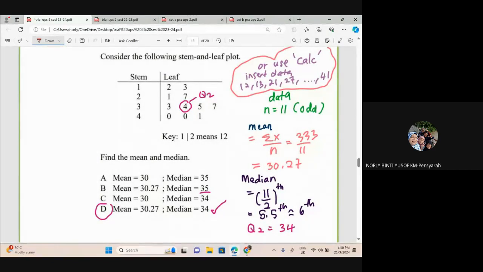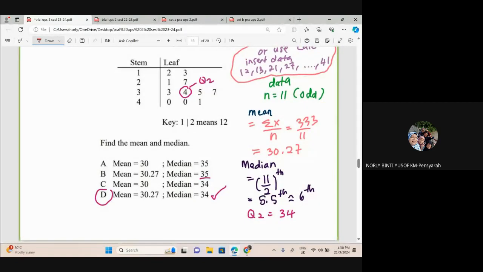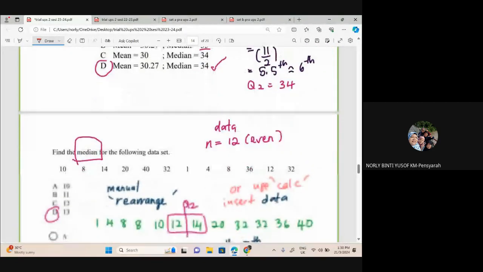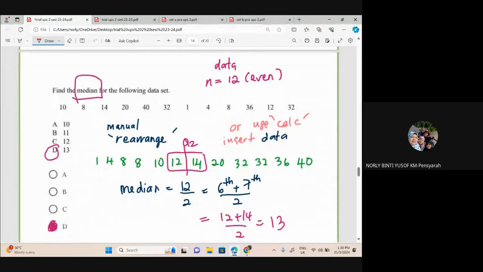Kalau nak pakai calculator, you insert lah data sebab data dia tak banyak kan, ada 11. Tapi insert 12, 13 sehinggalah 41. Nanti adalah mean dan median tu. Okay, and then seterusnya pun sama, median.